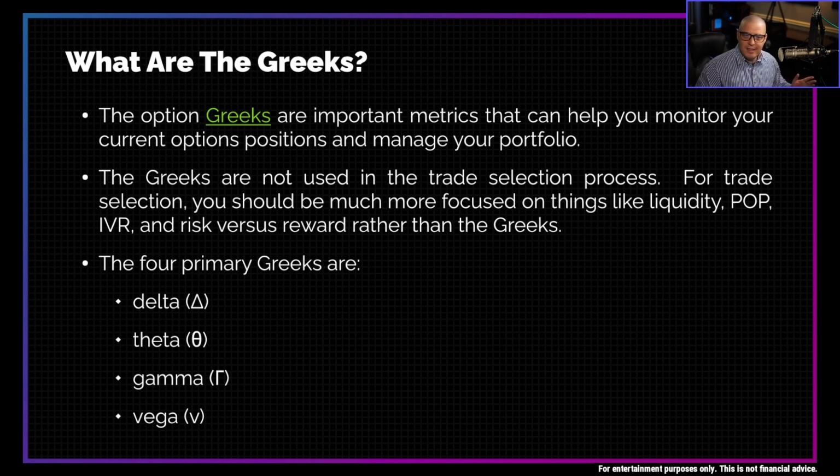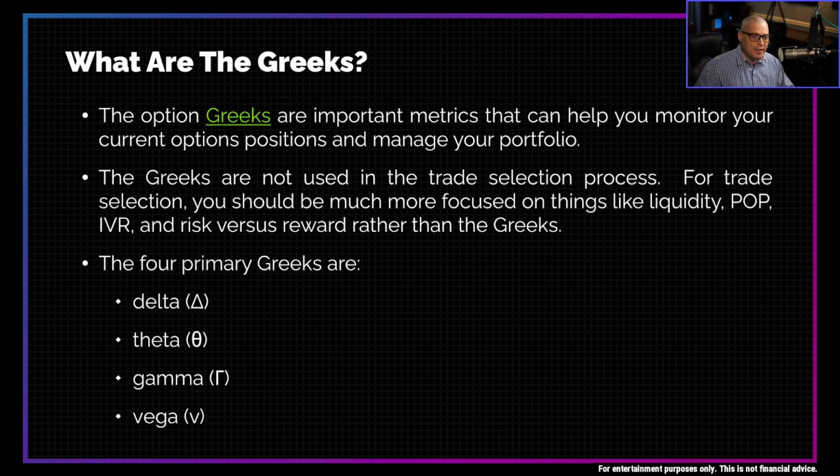The Greeks are typically not used in the trade selection process. That's not really what they're designed for. You don't put on a trade based on the Greeks. What the Greeks do, after you have a trade put on, is help you monitor whether that position is working for you or working against you. For trade selection, you should be much more focused on things like liquidity of the underlying asset, probability of profit, implied volatility rank, risk versus reward, return on capital, those kinds of metrics.